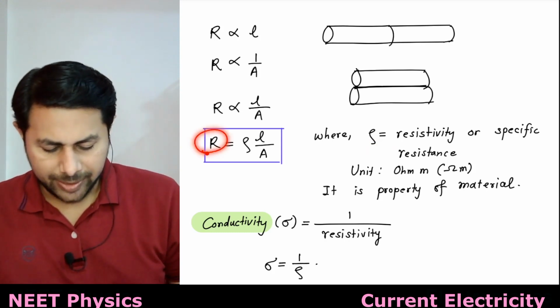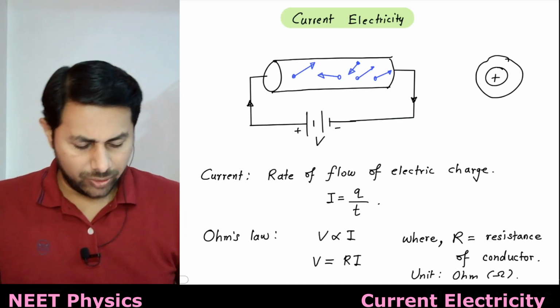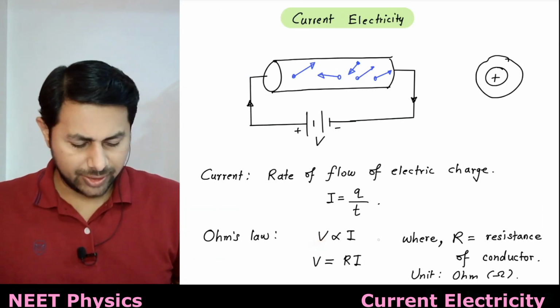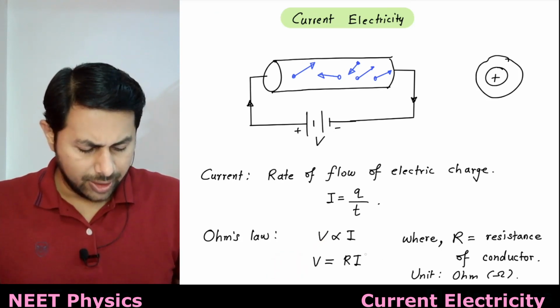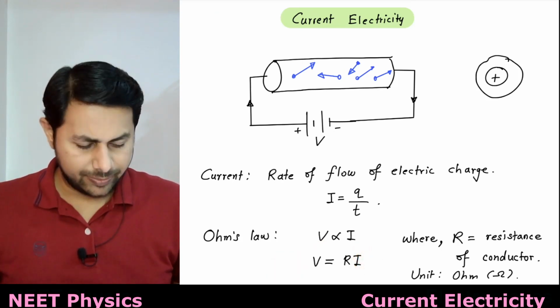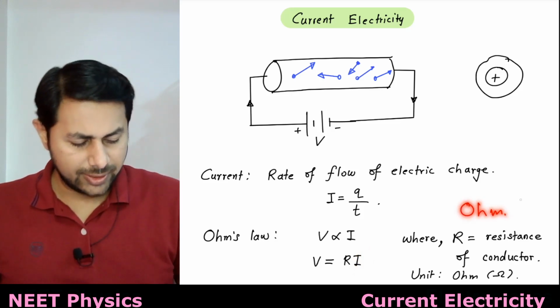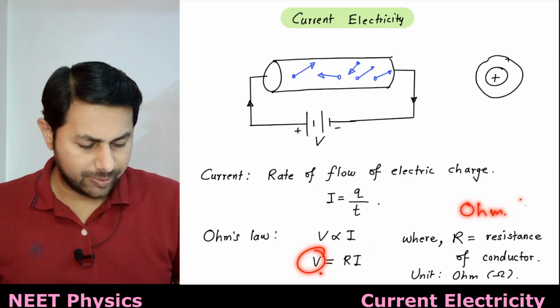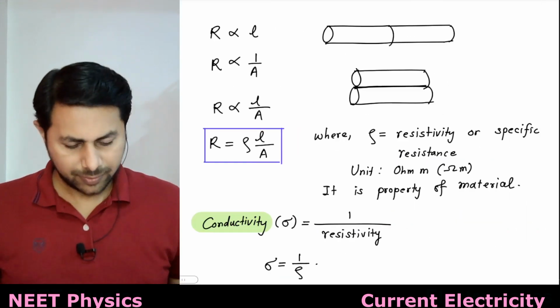So what is the unit of resistance? The unit of resistance is ohm. The unit of potential difference is volt, as we have seen earlier, and the unit of current is ampere. So what is ohm? Ohm is the unit of potential difference, volt, divided by ampere, right?